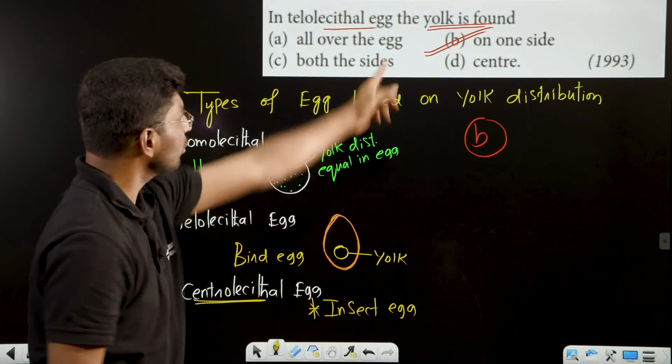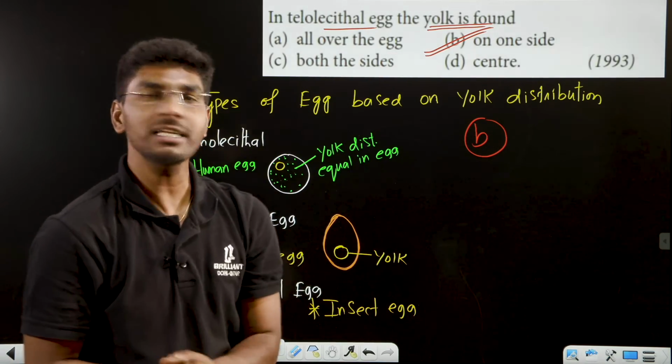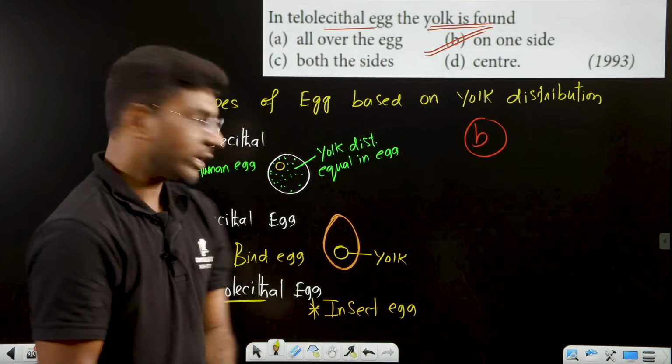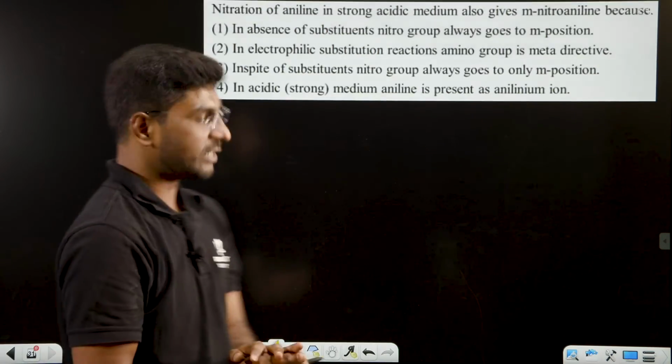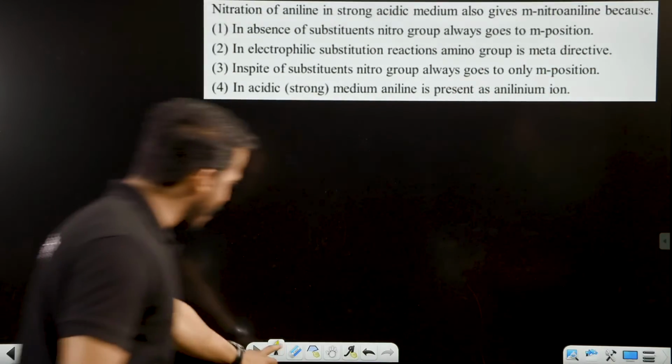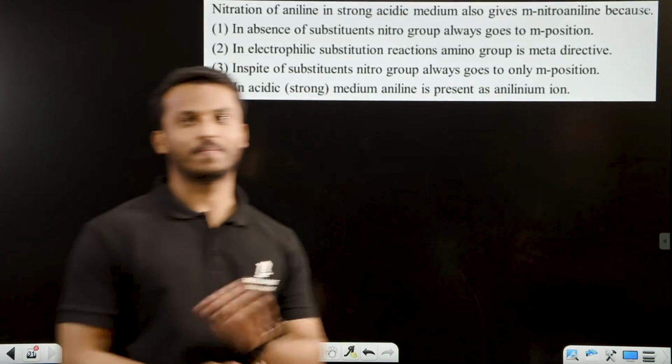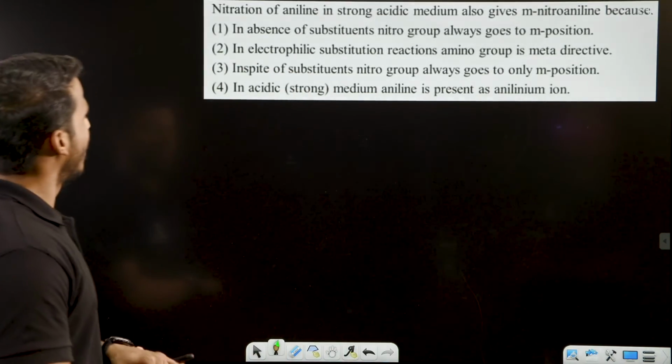Okay. So the right answer of the question is option B, that is one side of the egg. Shall we go to the next question? Deepak sir, come. Yes, dear all, this is the last question in this series. We have a chemistry question.